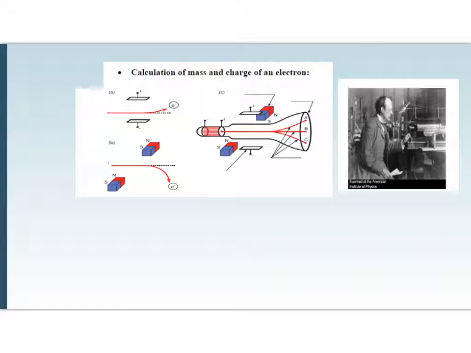Okay, now that the existence of the electron is proved, here comes the calculation of the mass and the charge of the electron. Those studies belong to J.J. Thomson and Robert Millikan. We're going to start with J.J. Thomson.